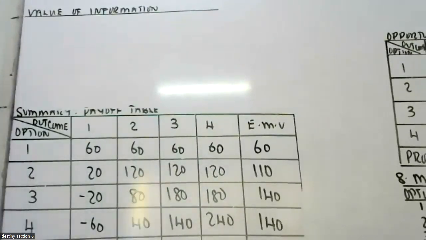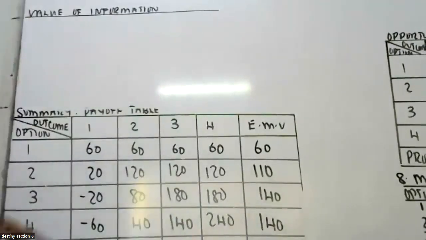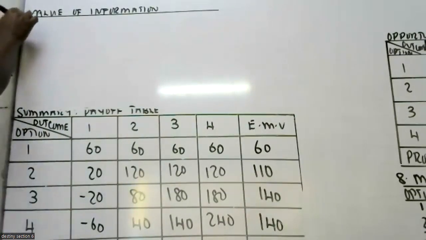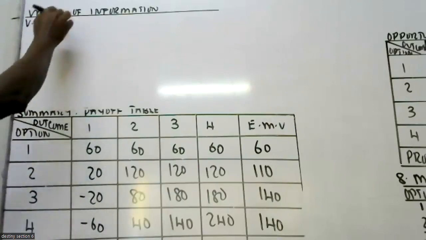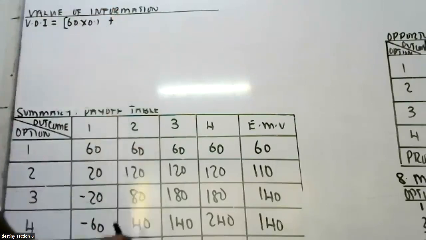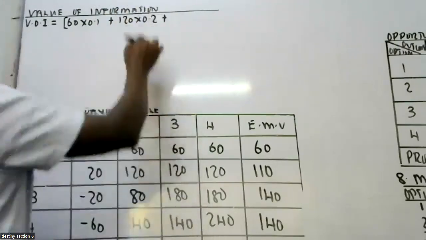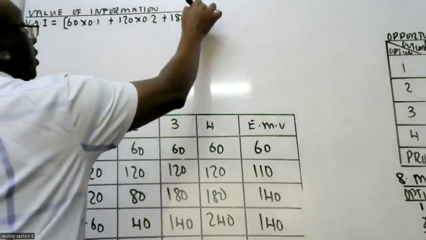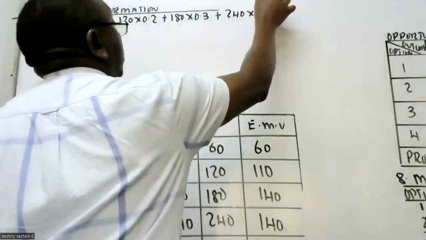So in the value of information, what we do is this. You come here in this table and you go picking the best. The best here in the outcome is 60 multiplied by 0.1, plus the best is 120 multiplied by 0.2. The next one, 180 multiplied by 0.3. The next one is 240 multiplied by 0.4.